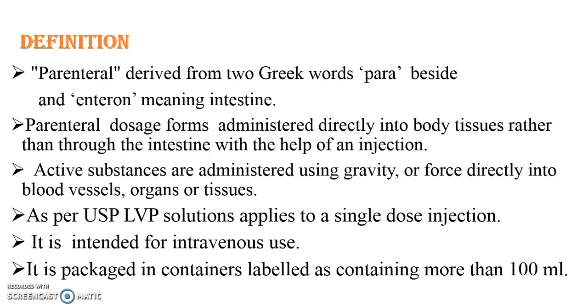Here we will see in brief what we mean by small volume parenteral. As per the USP, an SVP is an injection packaged in a container labeled as either 100 ml or less, for example calcium gluconate injection or ascorbic acid injection. Whereas the large volume parenteral, as per the USP, is a single dose injection intended for intravenous use, packaged in a container labeled as containing more than 100 ml.